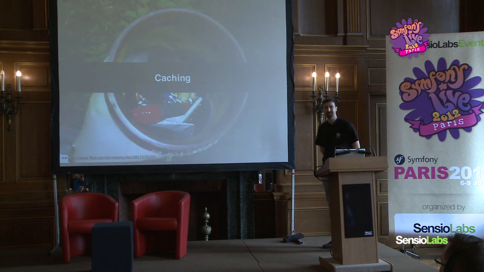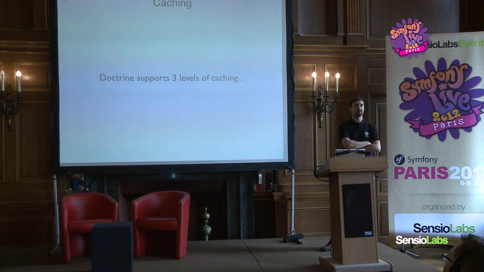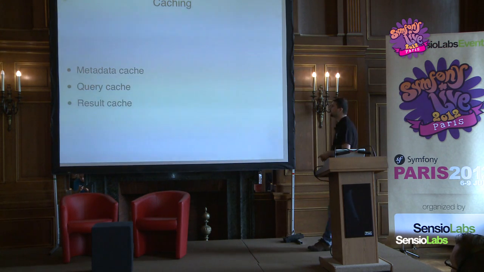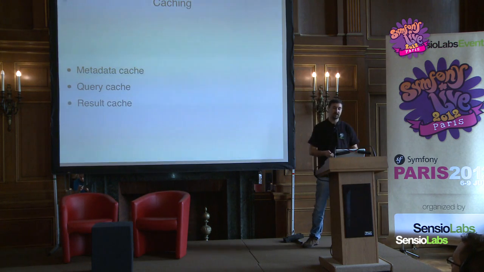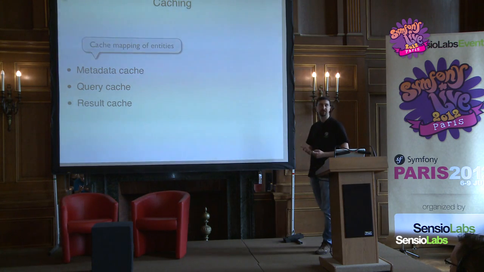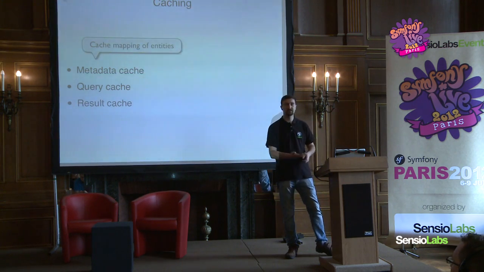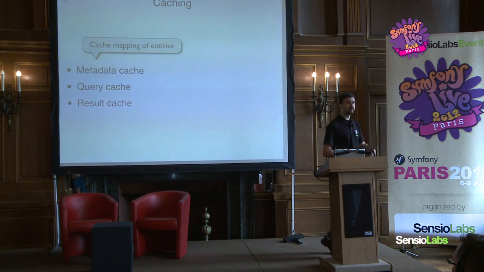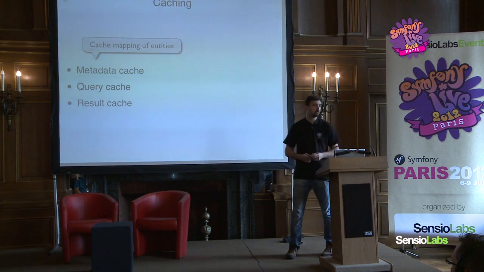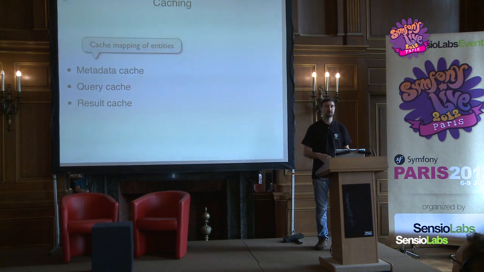So we have caching. This is a quick subject. Doctrine contains actually 3 levels of caching in 2.2, 4 levels of caching in 2.3. So the main ones are metadata cache, query cache, and result cache. What this means: the first one is the cache of the mapping of the entities. So if you map your entities using XML, YAML files, or annotations, this doesn't need to be parsed every time, over and over again. The only thing you can actually do is parse once, cache, and then just reuse. That's what this cache is meant for.